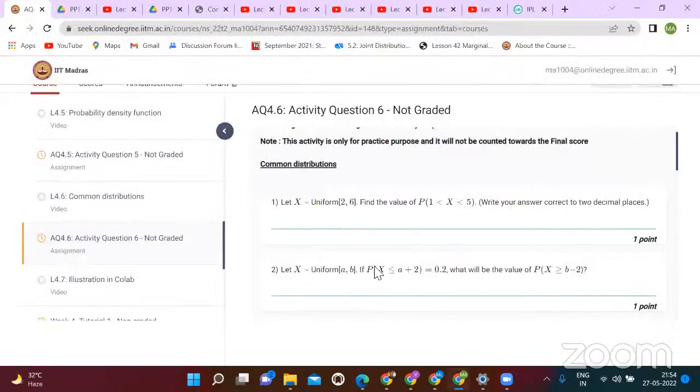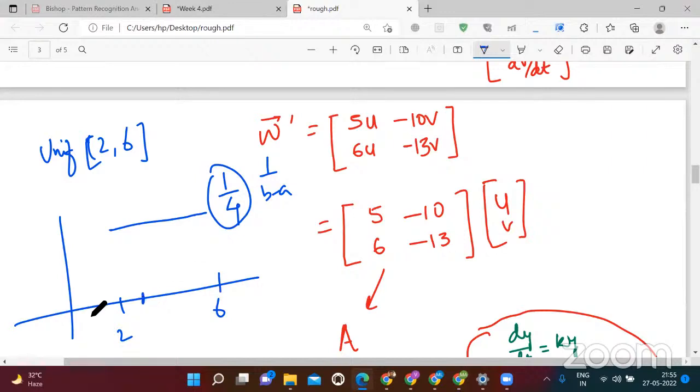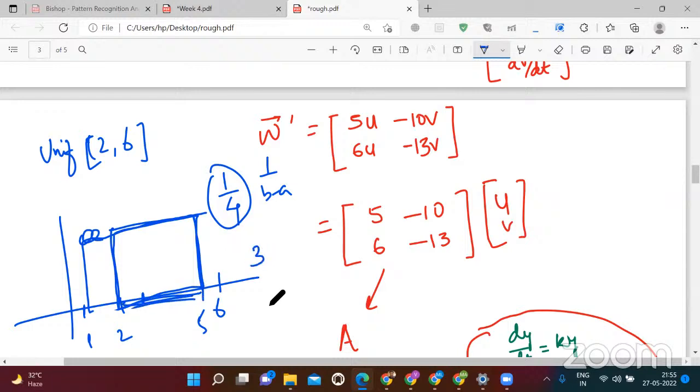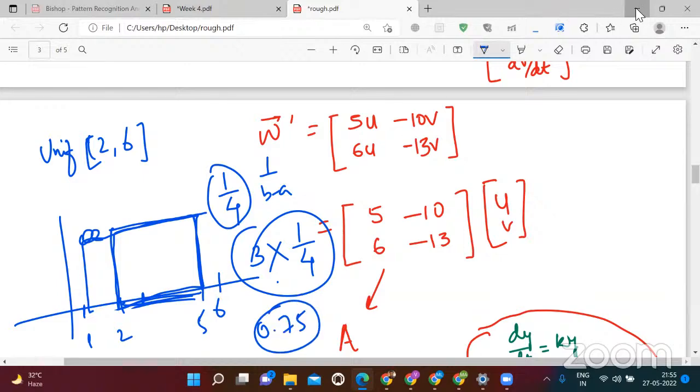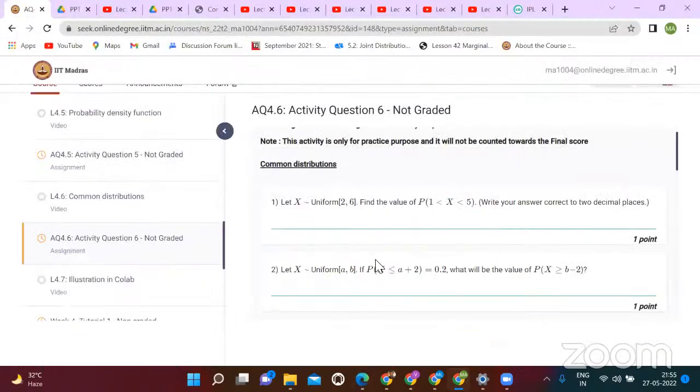Now if you have to calculate the probability from 1 to 5, how will you calculate that? You have to find the area of this. Here there was nothing before 2, so you have to calculate the area from 2 to 5. The length is 3, right? And the width is 1 upon 4. So the area, the probability value, is 0.75. Similarly, you can do it for this one also.